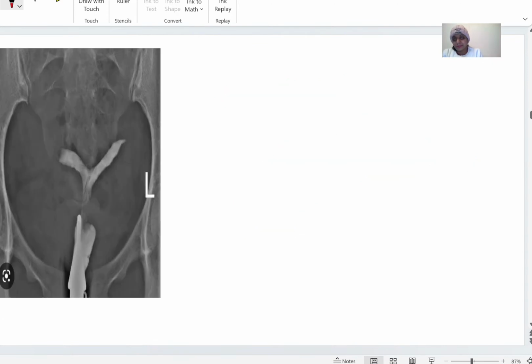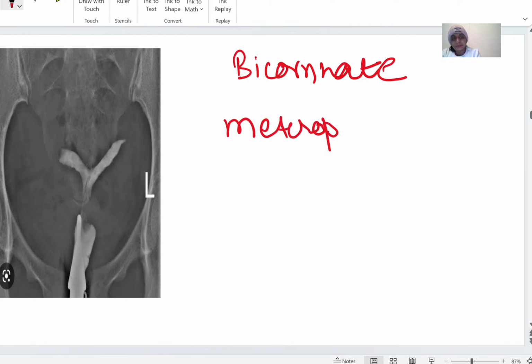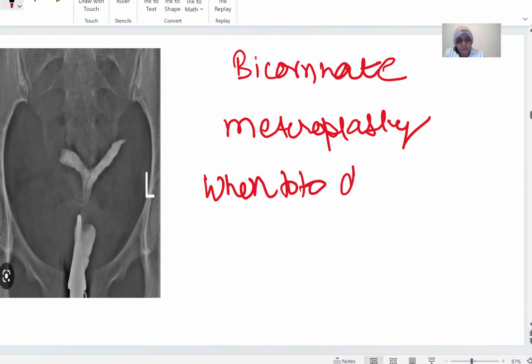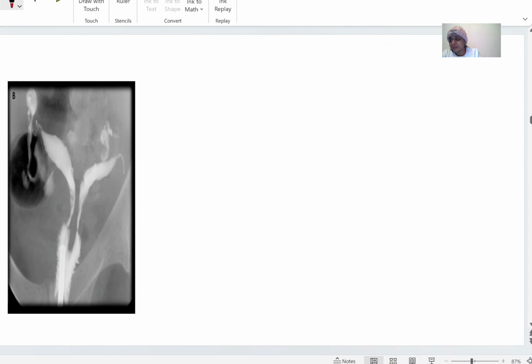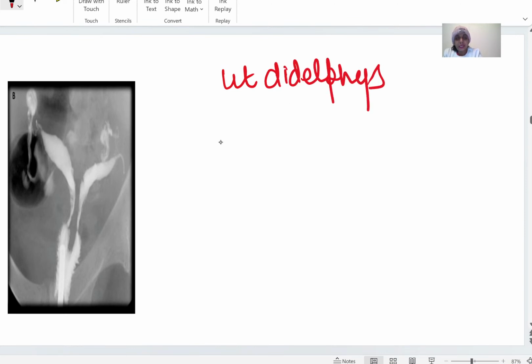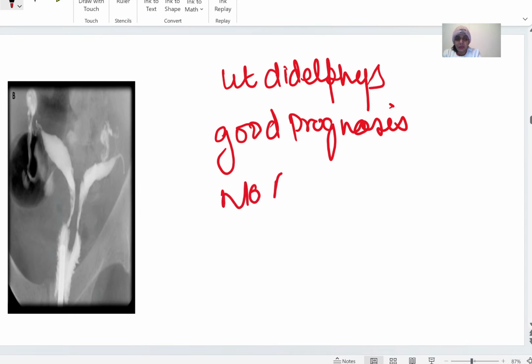Okay. What is this? This is bicornuate. What is the treatment? Metroplasty. Now we have to dissect the uterine wall. And when will you do metroplasty? If the patient gives a history of habitual abortion. Otherwise, you are not going to do it. Okay. What is this image for? Yes, this is uterine didelphys. It has a very good prognosis. No treatment required.